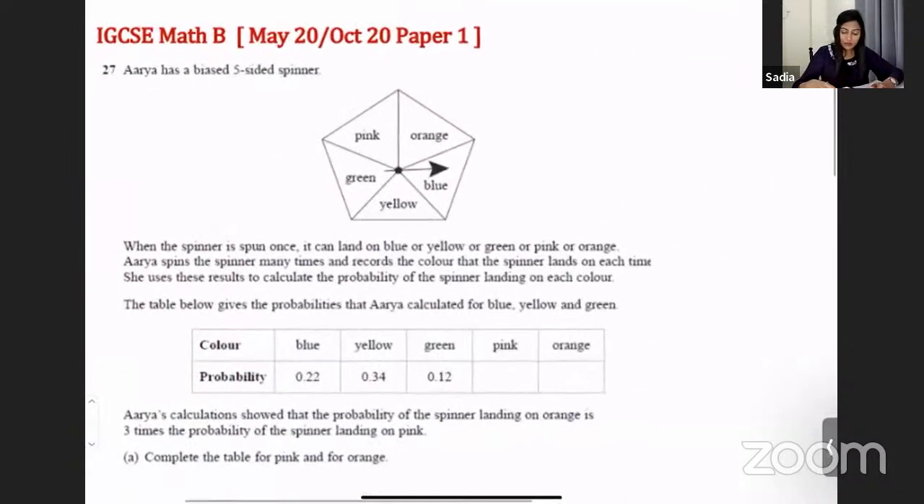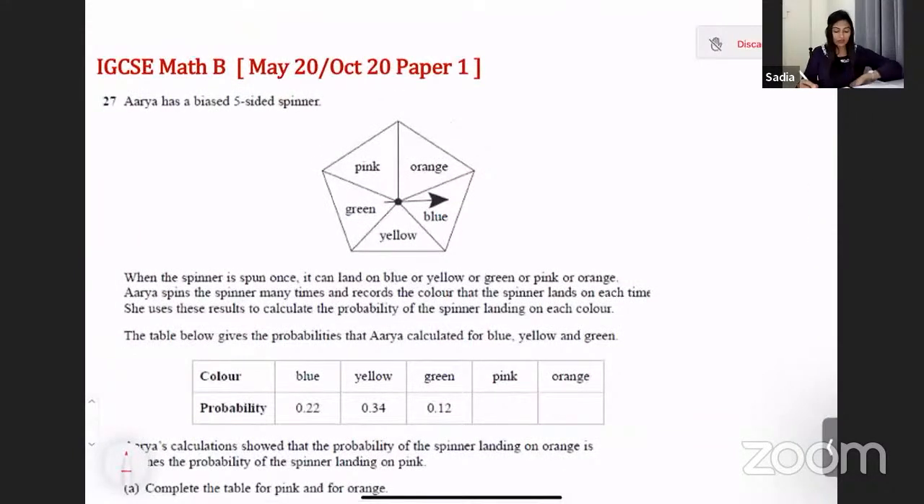So we have this spinner, which has 5 different sectors labeled with different colors. You cannot just think that the probability of orange is 1/5 and the probability of blue is 1/5. No, it's not. It's a biased 5-sided spinner where the probabilities of different colors are already given here. You need to use those. We have some values missing: the probability of getting pink or yellow.